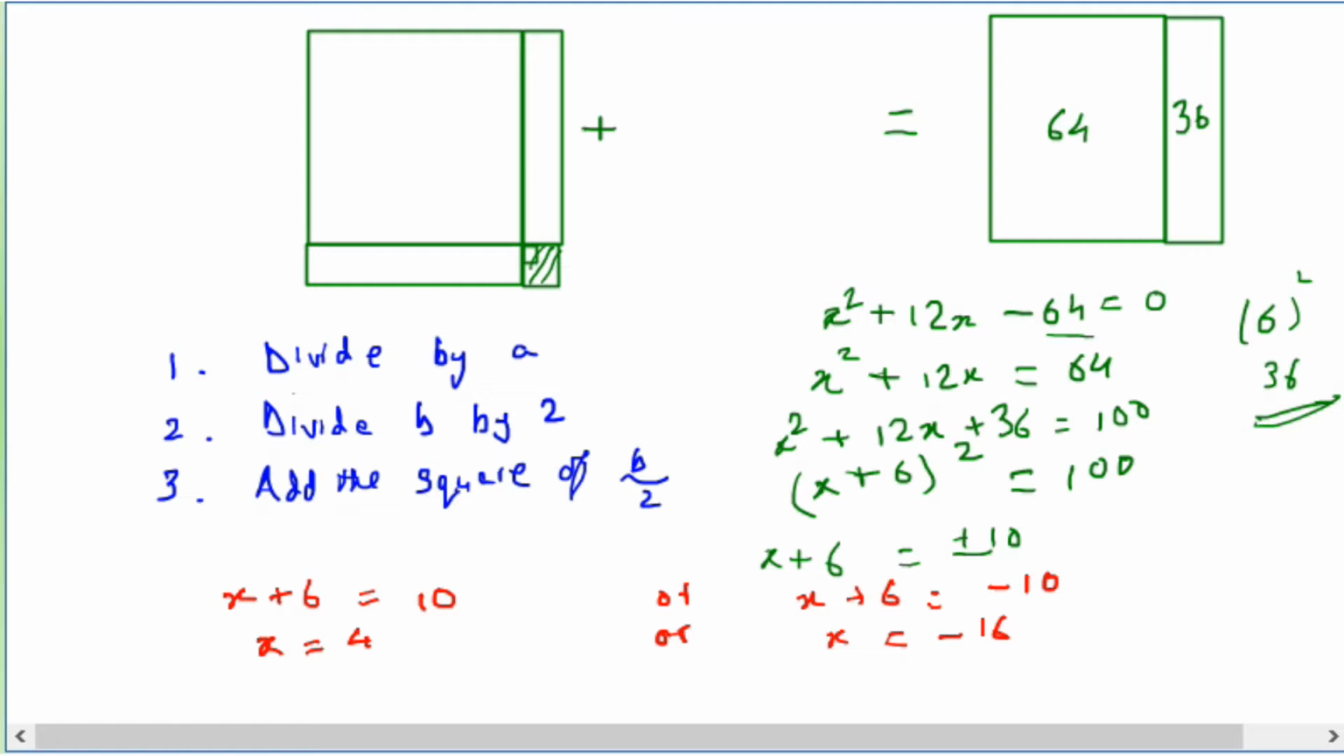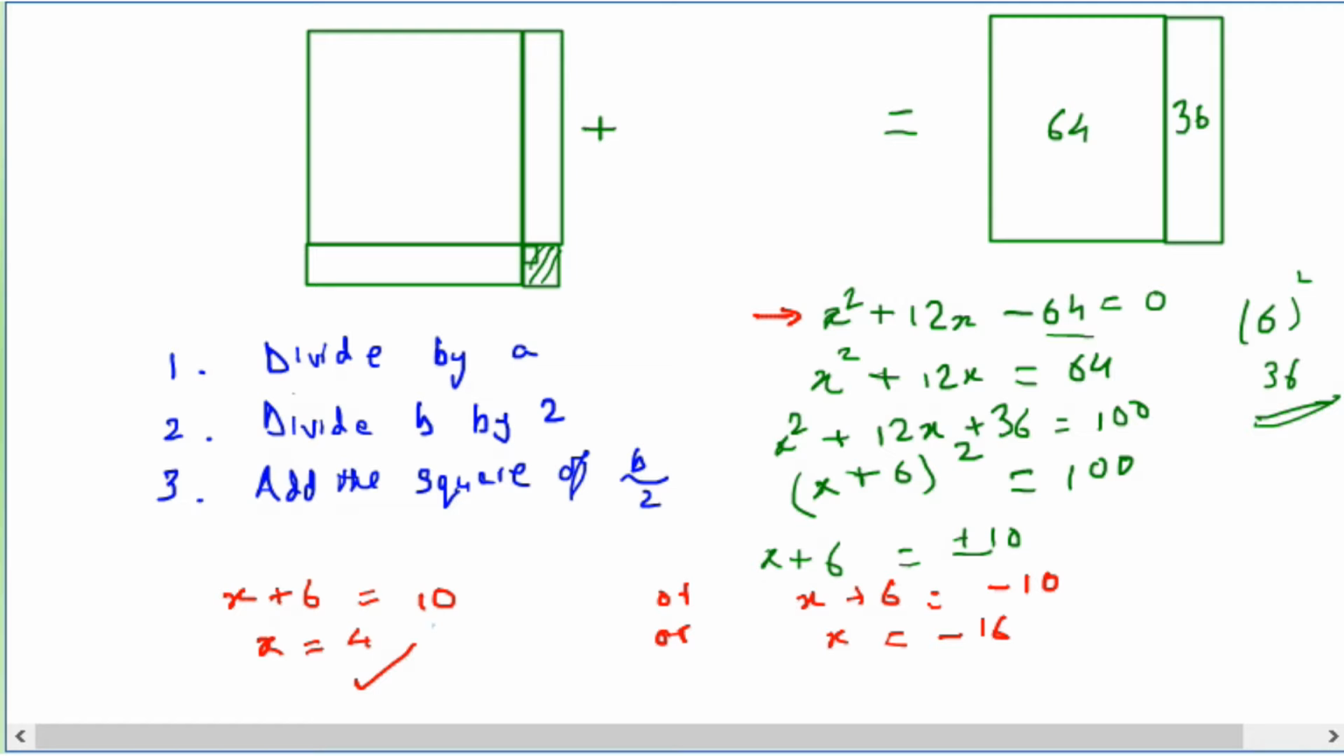If we substitute 4 into the equation on top here, the square of 4 is 16 and 12 times 4 is 48. So 48 plus 16 gives us 64, and 64 minus 64 is 0. So yes, indeed, x is equal to 4 is a solution for this equation, or x is a root of this equation, or we also say that x is a zero of the equation.